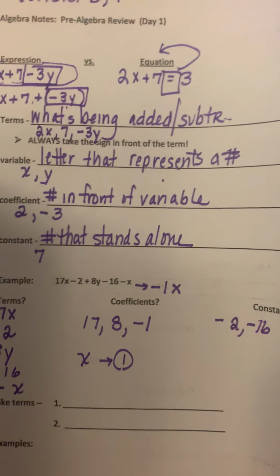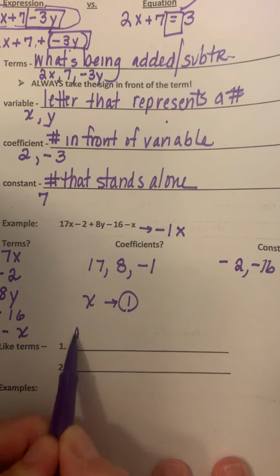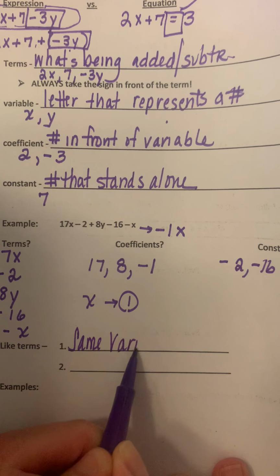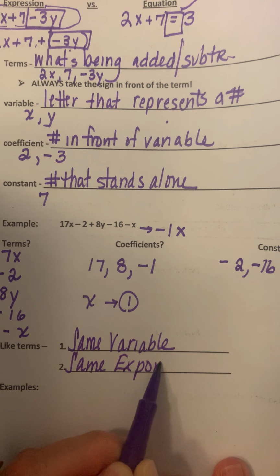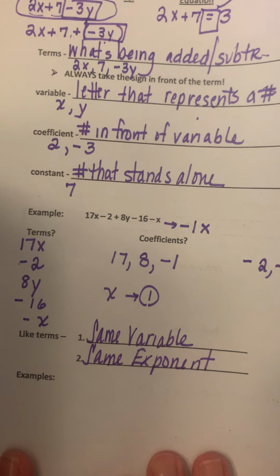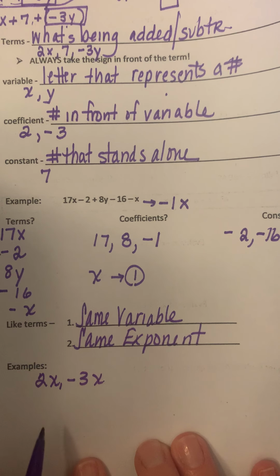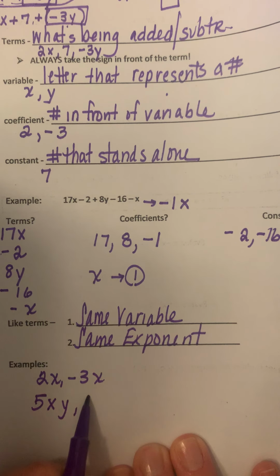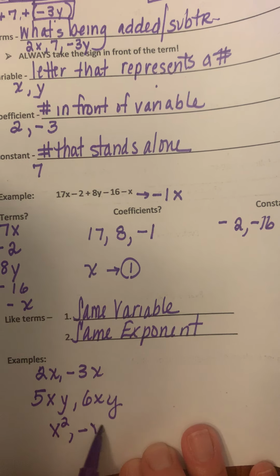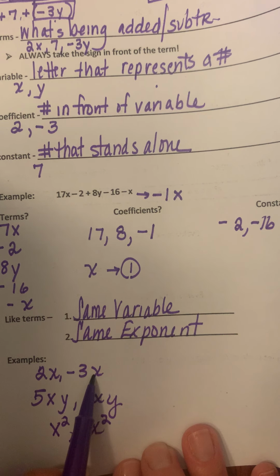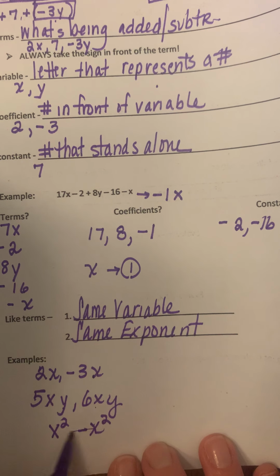Okay, so hopefully you remember all of that from pre-algebra. The next terms are like terms. For two terms to be like, you have the same variable and the same exponent. So examples would be maybe 2x, negative 3x. You can have like 5xy, 6xy, x squared, negative x squared. They all have the same variable and the same exponent. Here your exponents are 1, here your exponents are 1, and here they are 2.